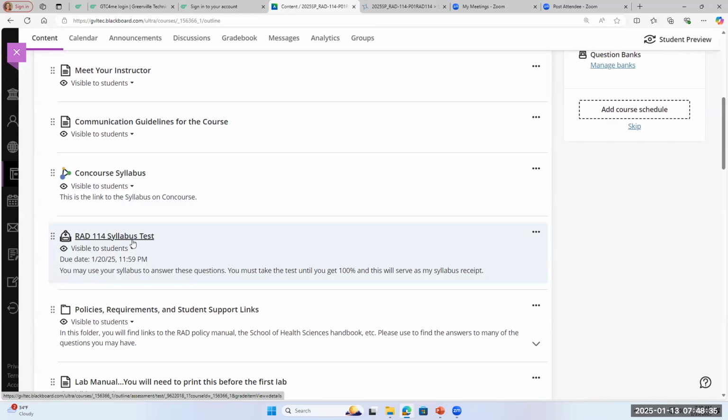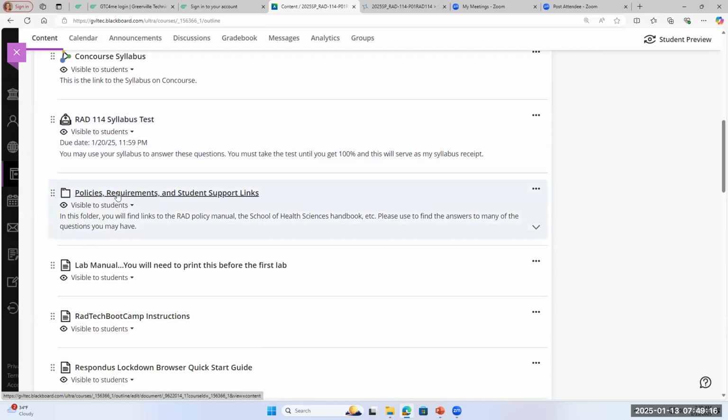Here's the syllabus test. You should be able to do it as many times as you want because you have to get a 100%. That serves as my syllabus receipt. So take it until you get a 100%. You certainly can access the syllabus to answer the questions. That's the whole point of it. I don't expect you to memorize the syllabus, but I do expect you to be able to pull the syllabus up and find the answers in the syllabus. You don't have to do it under Respondus or anything. It's just as many times as you need to.